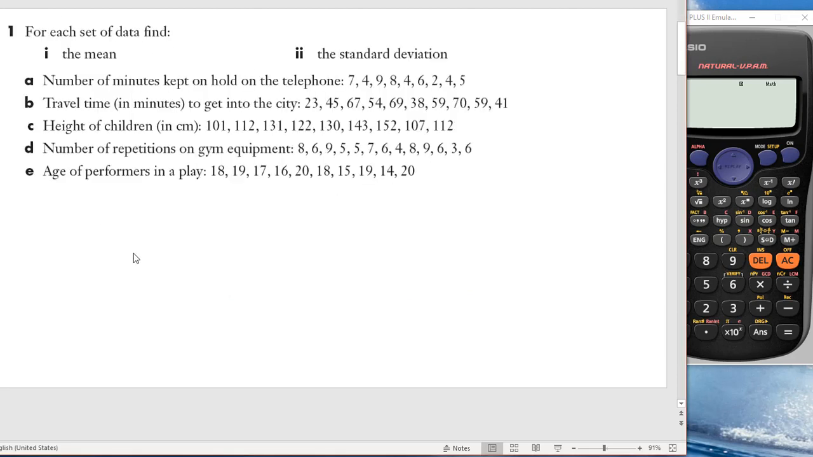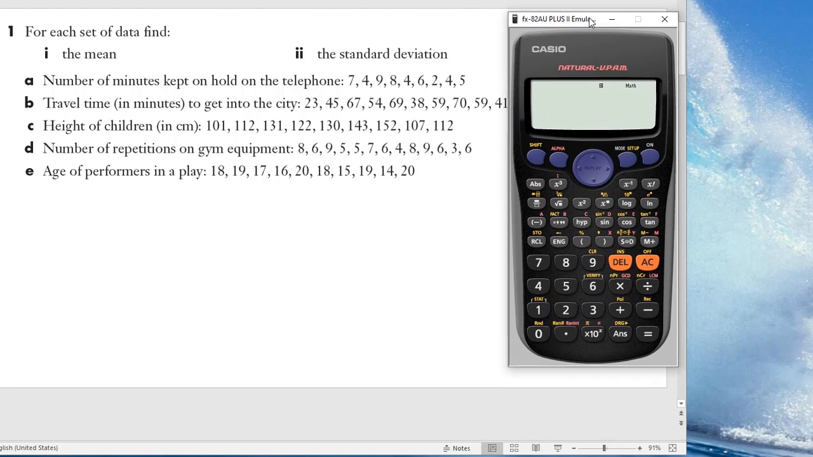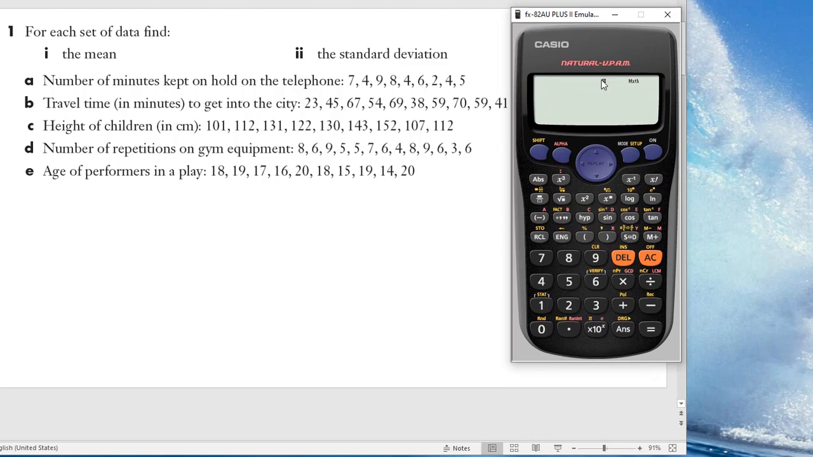Go to question 1. It says for each set of data find the mean and the standard deviation. I'll just quickly do the first one. I hope by now you've established how to calculate the mean and the standard deviation on your Casio calculator. You need to put your Casio calculator into stats mode. To do that, you go mode and you choose option 2. And we always, in this course, choose option 1 for mean and standard deviation.